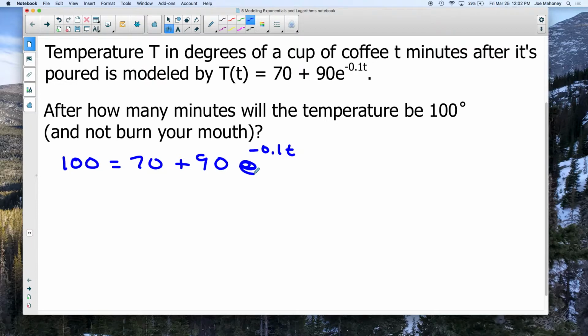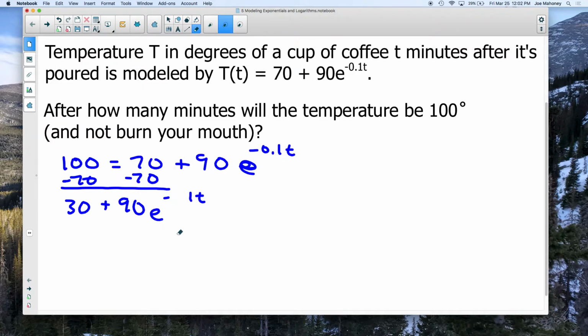Let's subtract 70 from both sides. And that's going to give us 30 equals 90 e to the negative 0.01 t. We'll divide both sides by 90. So we're going to get 30 divided by 90, which is 1/3, equals e to the negative 0.01 t.